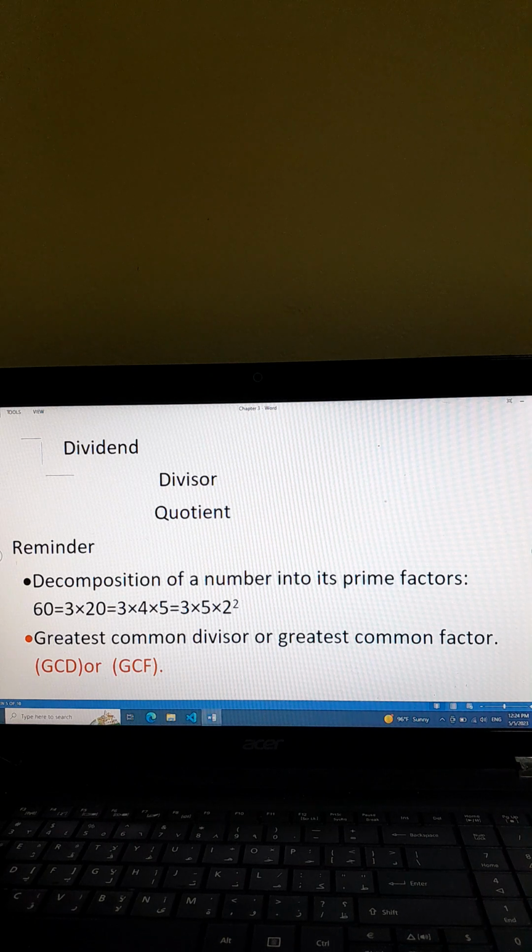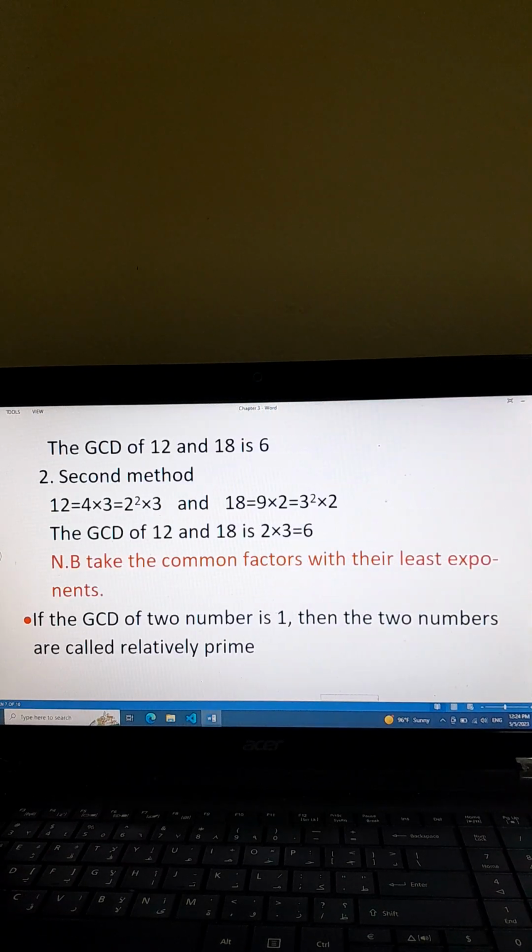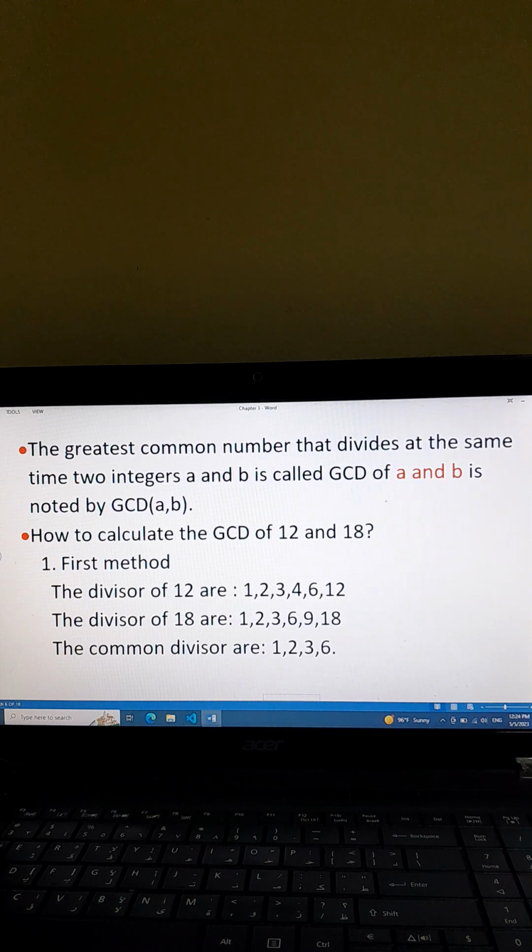Greatest common divisor or greatest common factor, GCD or GCF. The greatest common number that divides at the same time two integers a and b is called the GCD of a and b, noted GCD(a, b).